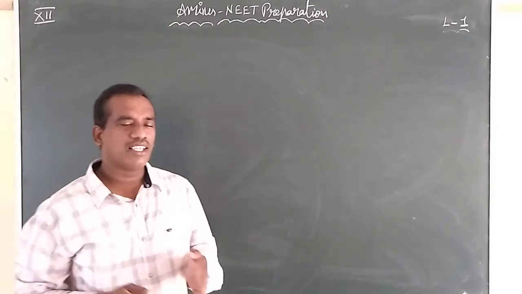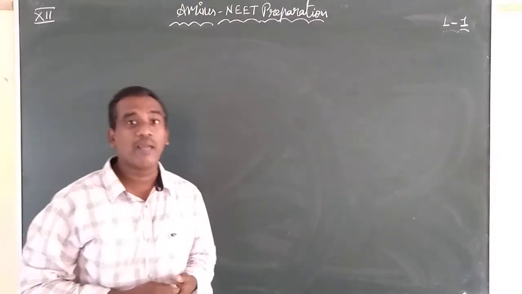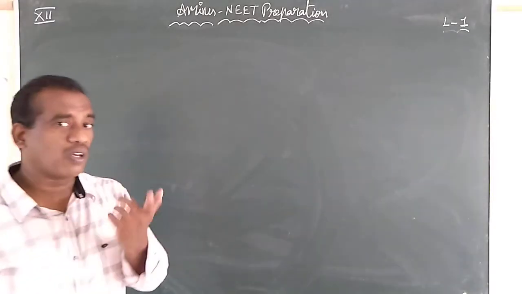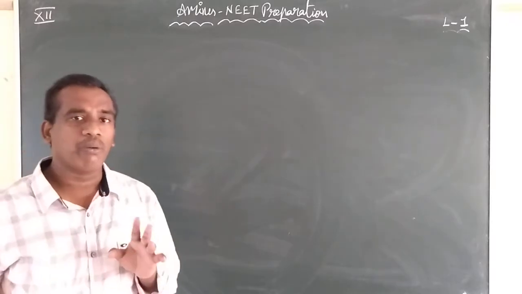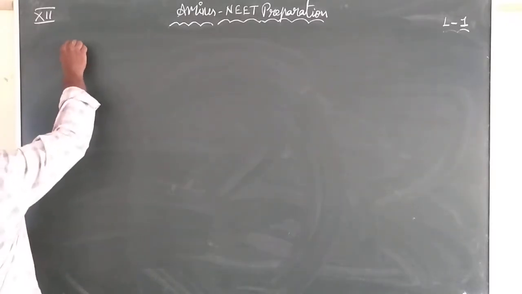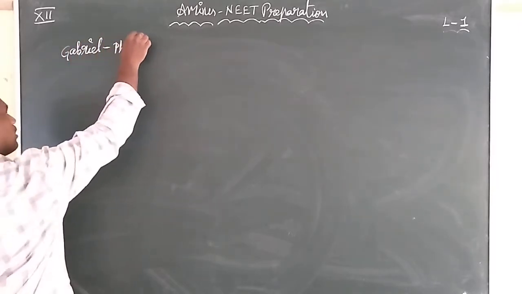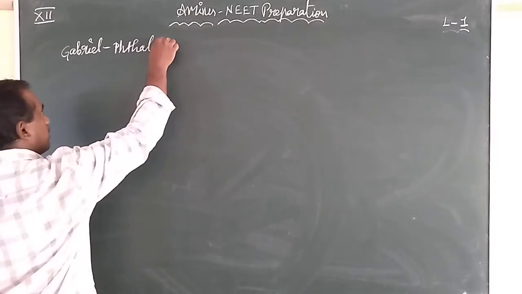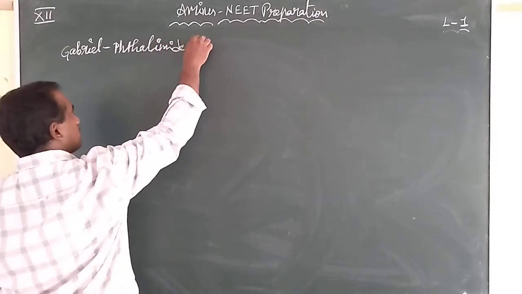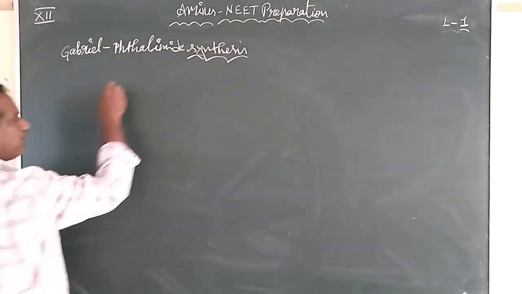Let us see here the next preparation, Gabriel phthalimide synthesis, followed by Hofmann bromamide degradation also. In the case of Gabriel phthalimide synthesis, what are the raw materials we are going to take?